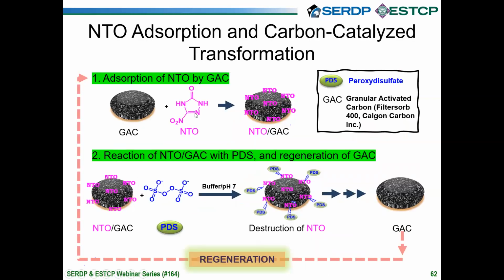Now that we have demonstrated that PCM can adsorb NTO favorably, we then added a small amount of peroxydisulfate, PDS. And what we found is all the NTO in the system was completely destroyed within 1 hour at pH 7. This is very important because it suggests a potential route for material regeneration, and then we can recycle the GAC.